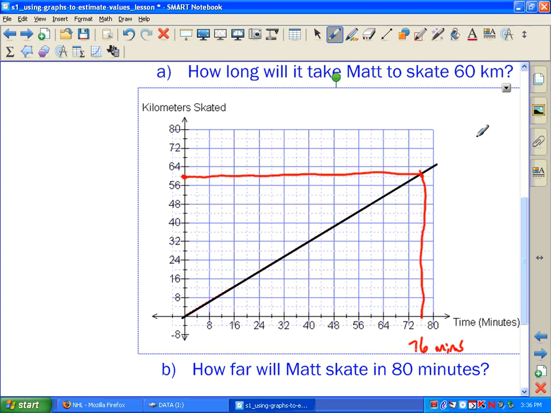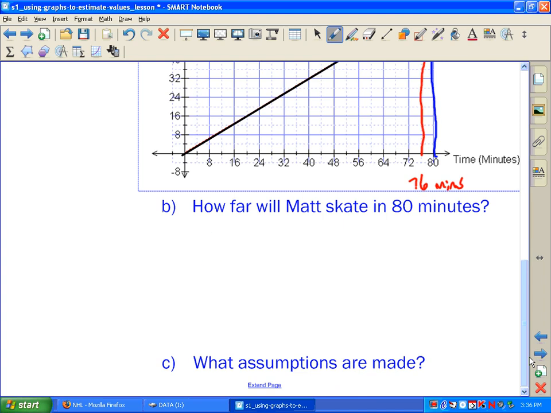How far will Matt skate in 80 minutes? Well, now we just go up from the 80 minutes. We go up all the way, and we see that it's about 64 kilometers. So 64 kilometers. What assumptions are made?